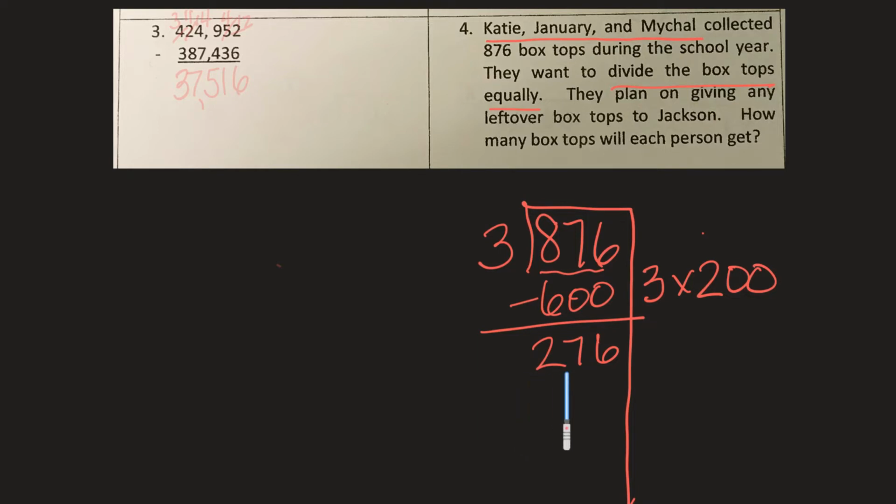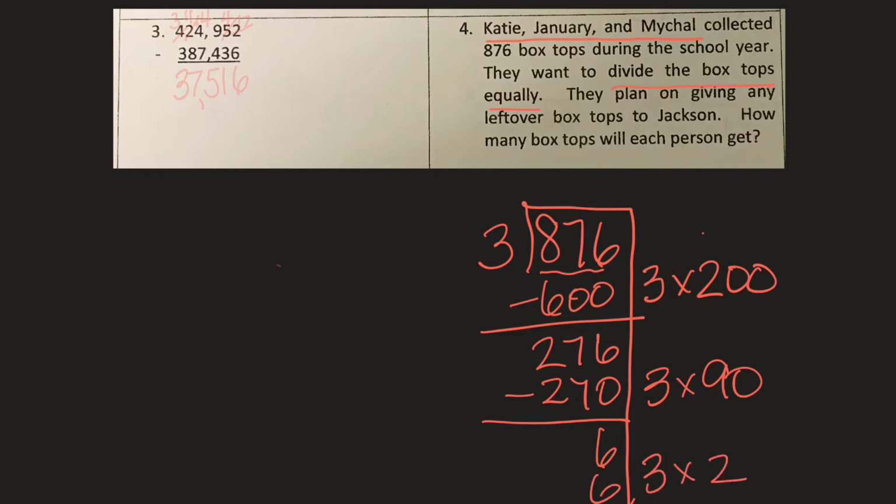So now I'm going to think about this 276 and think about the very first part, 27. I know that 3 times 9 is 27. So 3 times 90 would be 270. I have enough to take that away, so I'm going to subtract that, and I have 6 left. So I can make 2 more groups of 3 because I know 3 times 2 is 6. And then I have none left.